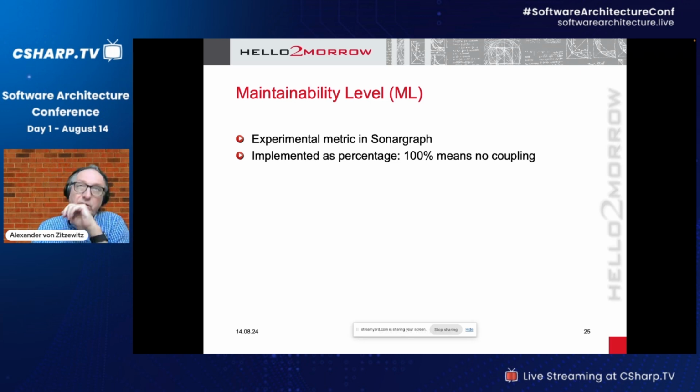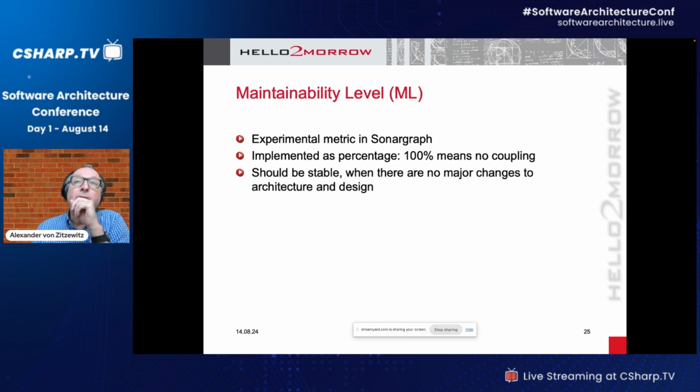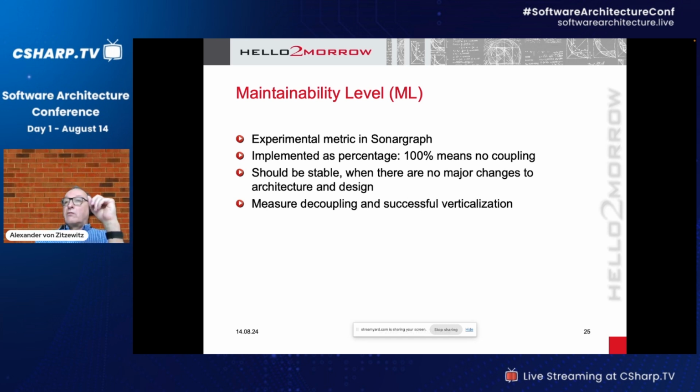And we let different inputs go into this metric. It should be stable when there are no major changes to the architecture or dependency structure. And it measures decoupling and successful verticalization. What is verticalization? Verticalization is domain-driven design. Basically, you first divide your system vertically by organizing it into different domains. And the dependencies between the domains should be minimized. So you have a successful verticalization if you can clearly see those domains in your code structure and they don't have too many dependencies between each other.